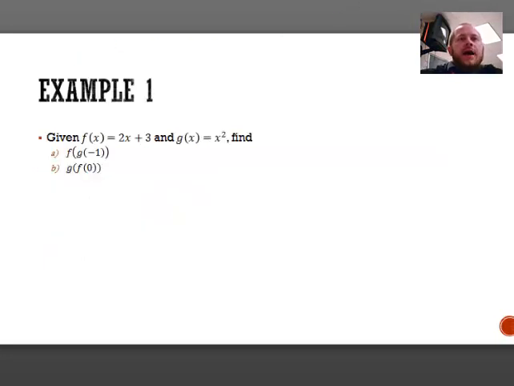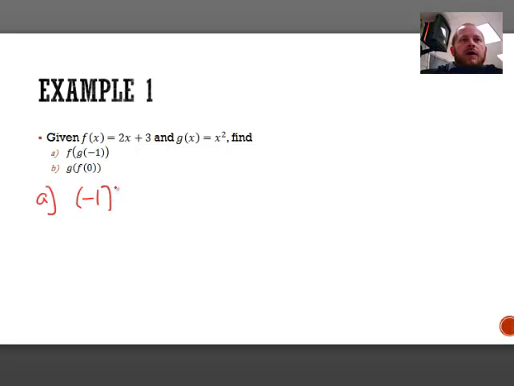So let's look at example 1. It gives you two different functions. The first is f of x equals 2x plus 3, and the second is g of x equals x squared. It gives two parts, and we're going to do A first. That's telling me f of g of negative 1 is our function. So I'm going to take this negative 1 and plug it into the g function.